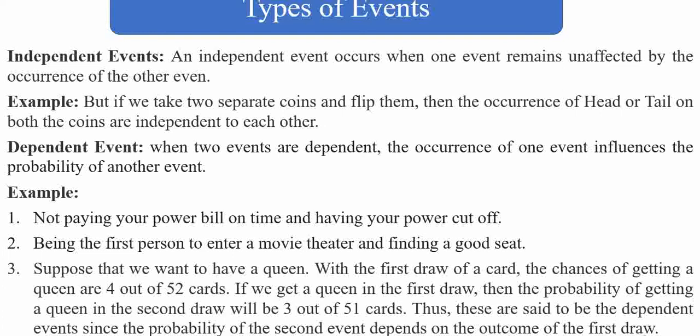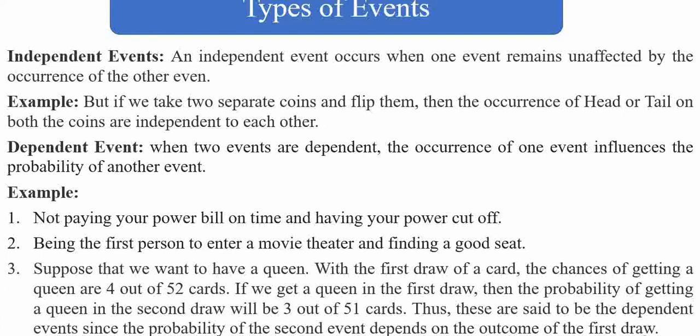You can see the examples are, if we take two separate coins and flip them, then the occurrence of head or tails on both the coins are independent of each other. Of course, there are two coins, so whatever the outcome, they are independent of each other. So this is the example, and you can make other examples as well.